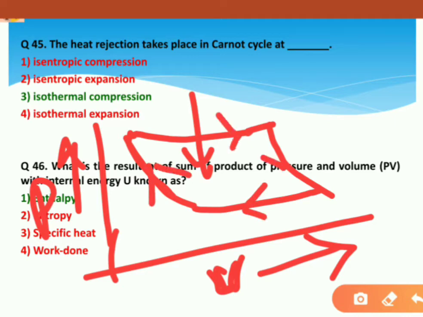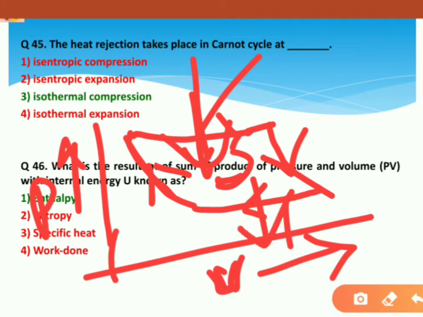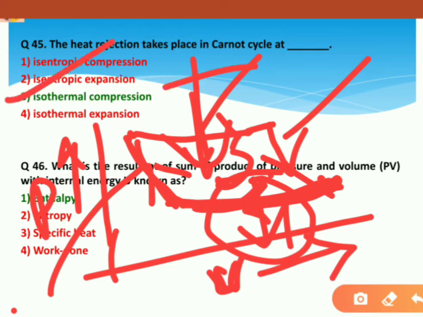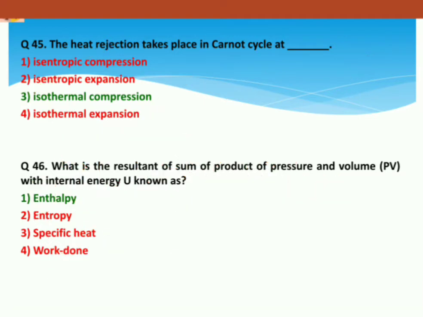So that is why the cycle will be in clockwise direction. Those two are isothermal, here heat addition, here heat rejection, and those are all adiabatic processes. So here you can see that is actually heat rejection. During heat rejection the volume is decreasing. So the actual answer will be isothermal compression. For compression we know volume will decrease. So let's proceed to next question 46.